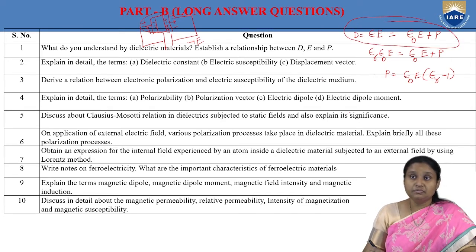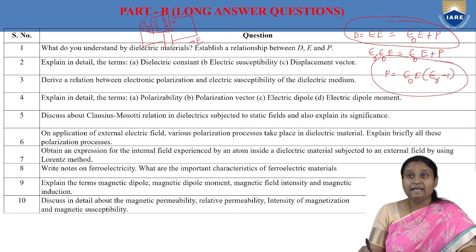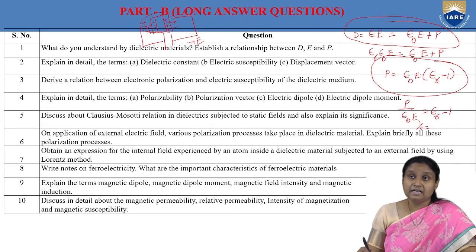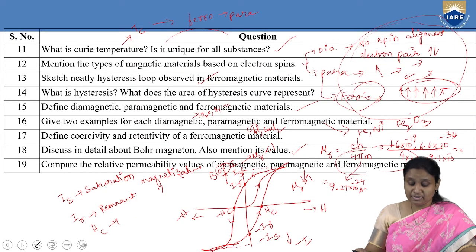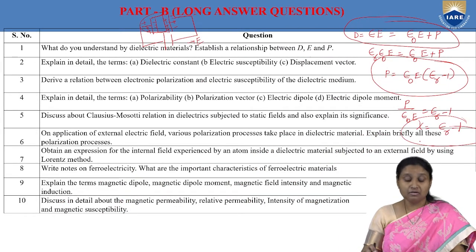This is also a very important relation connecting polarization, electric field and dielectric constant. From this we get P by epsilon naught E equals epsilon R minus 1. And P by epsilon naught E is our chi, the electric susceptibility, which is epsilon R minus 1. So epsilon R is 1 plus chi. This is the relation between susceptibility and dielectric constant.